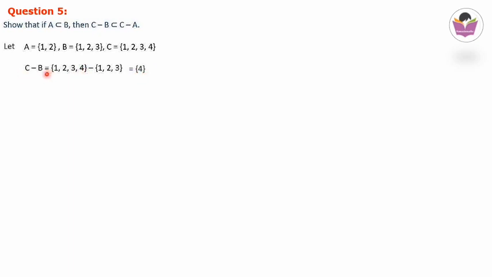C minus B means elements of C which are not in B. 1 is there, we cannot take. 2 is there, we cannot take. 3 is there, we cannot take. Only 4 is not there. So that is the element of set C minus B.